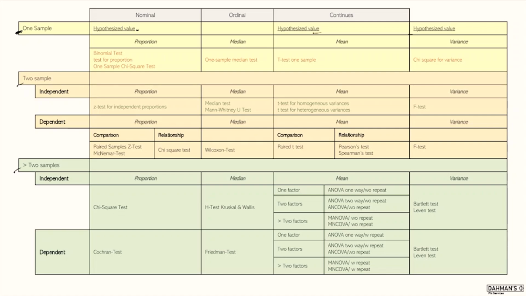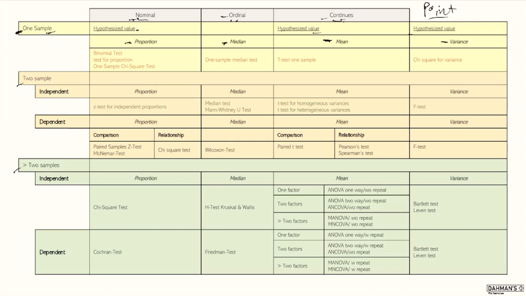Now next I want to decide on the kind of outcome I have. It could be a nominal one, ordinal one, or continuous one. Once you decide on the variable, each one of them will be associated with the right point for the test that you're looking at. So if it is nominal, you would be testing against proportion for sure. If it is one sample ordinal, you will be testing against the median. If it is one sample continuous, you might be testing either against the mean or against the variance.